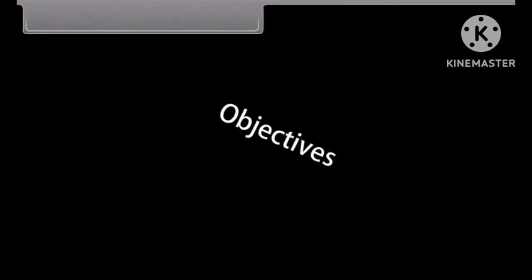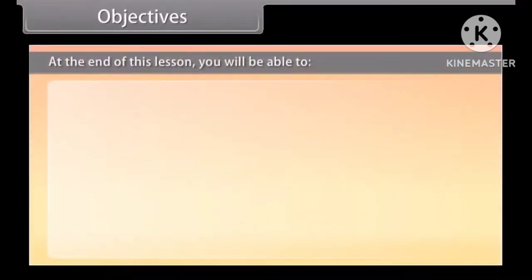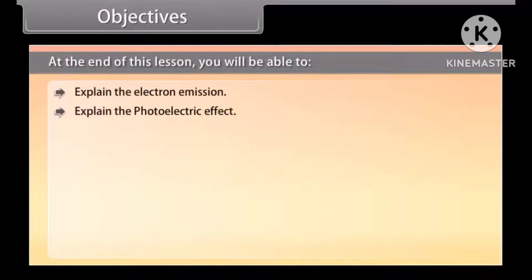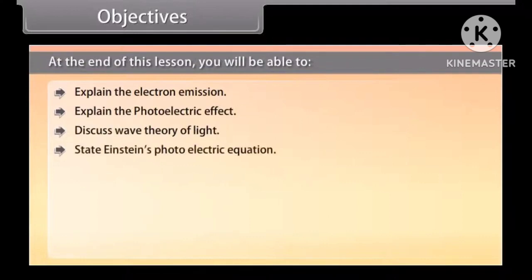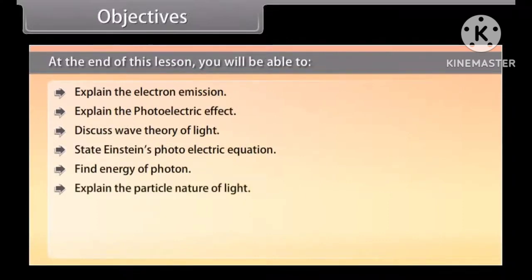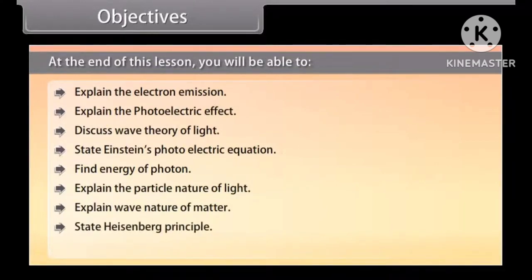Objectives. At the end of this lesson, you will be able to explain the electron emission, explain the photoelectric effect, discuss wave theory of light, state Einstein's photoelectric equation, find energy of photon, explain the particle nature of light, explain wave nature of matter, state Heisenberg principle, explain Davisson and Germer experiment.